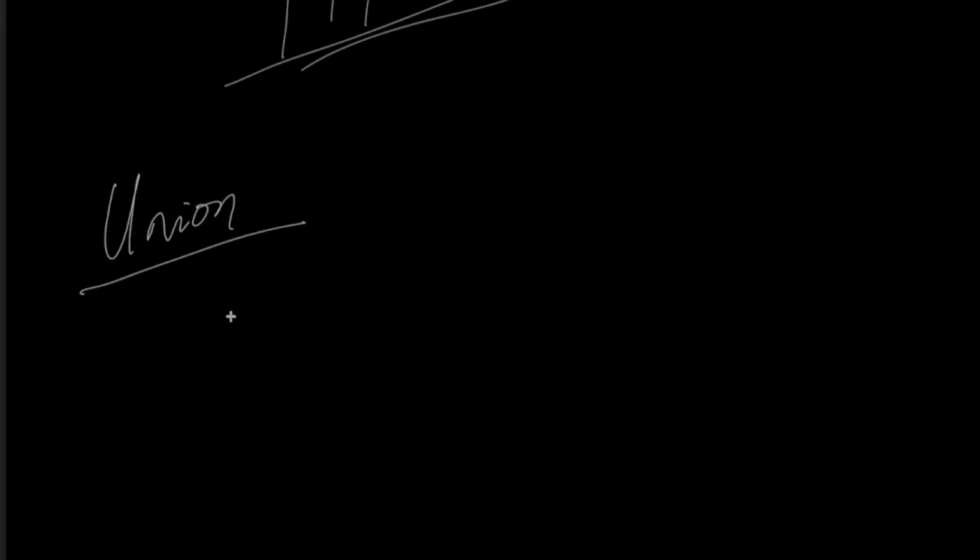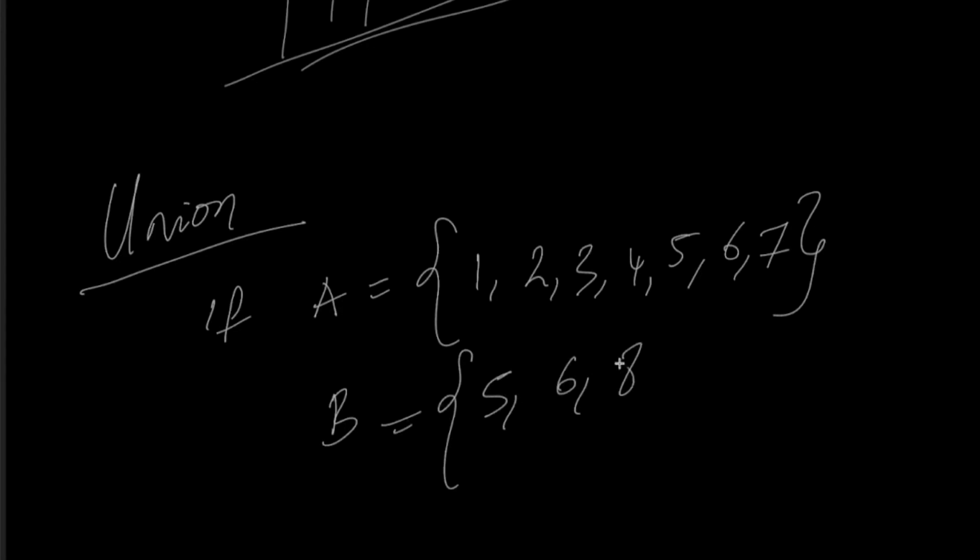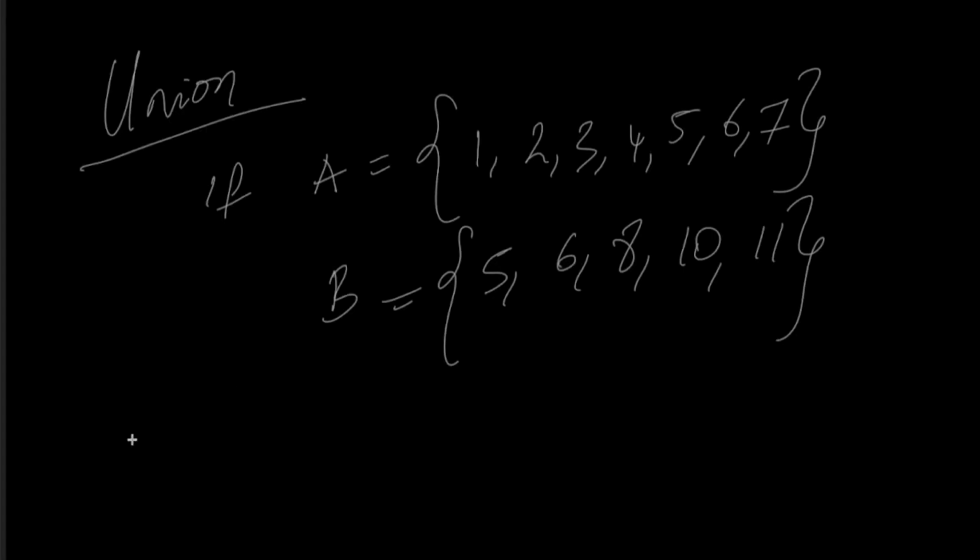As part of set operations, what is a union set? The union of two or more sets is the combination of the elements of the sets without repetition. For instance, if A is equal to 1, 2, 3, 4, 5, 6, 7, and B is equal to 5, 6, 8, 10, 11, the union set is represented as this, ∪.